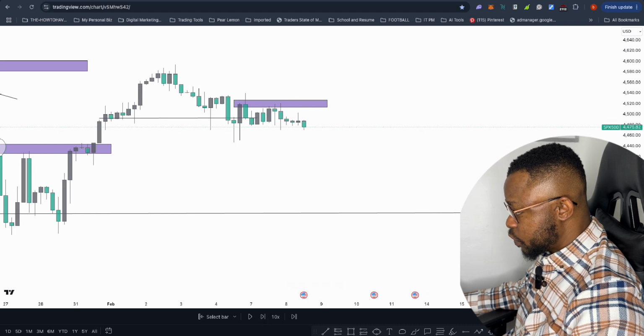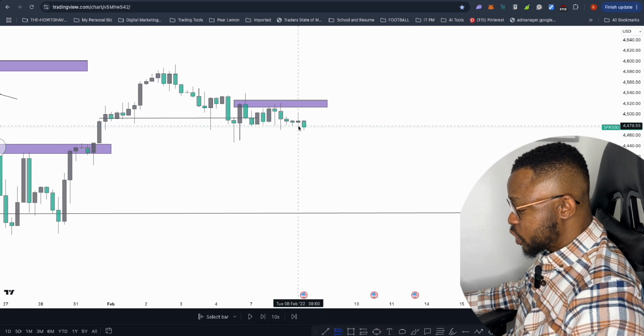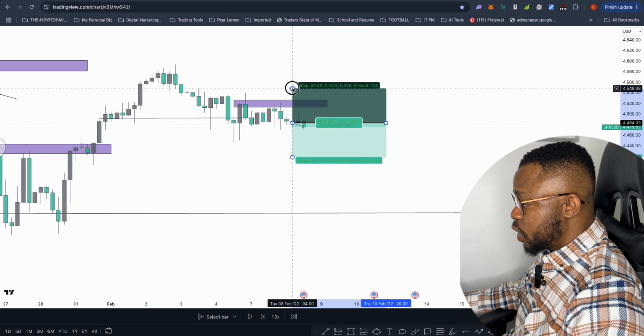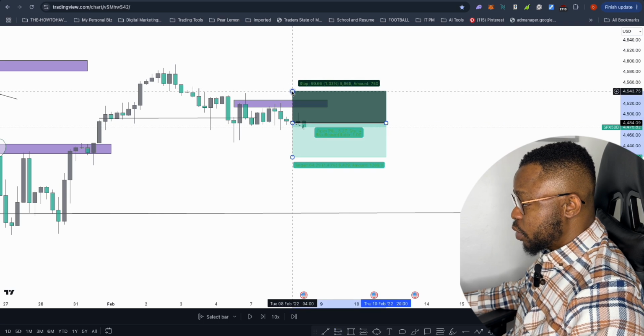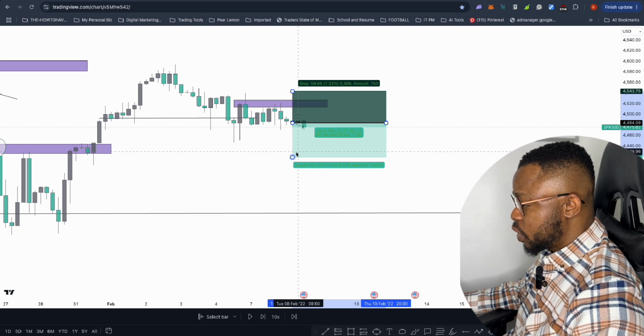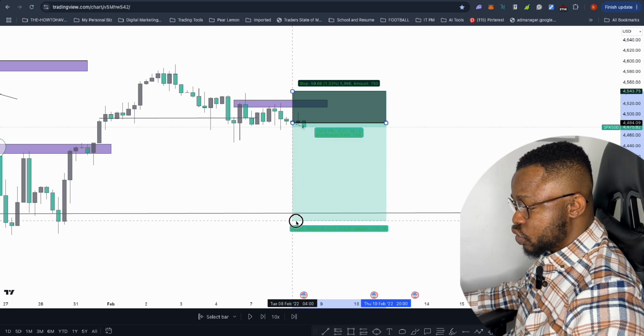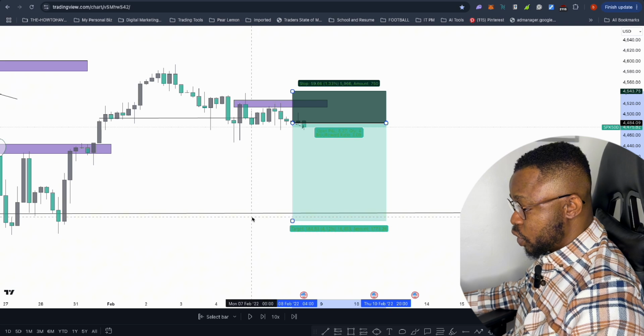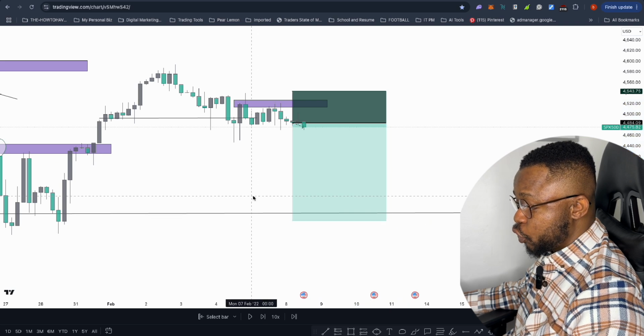What's the time here? This is 4 o'clock. So I'm interested in shorting this pair in this area. My stop loss is right above the last wick of the candle here, and I'm looking for a short to a 1 to 3, to the last place price picked up from.